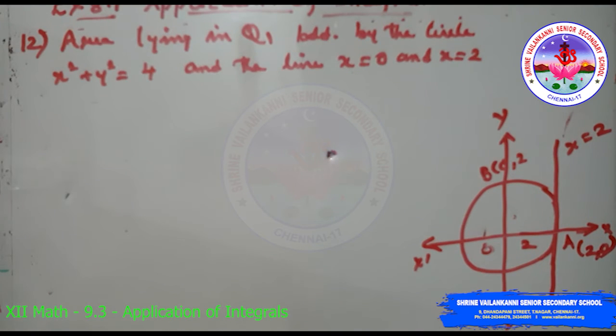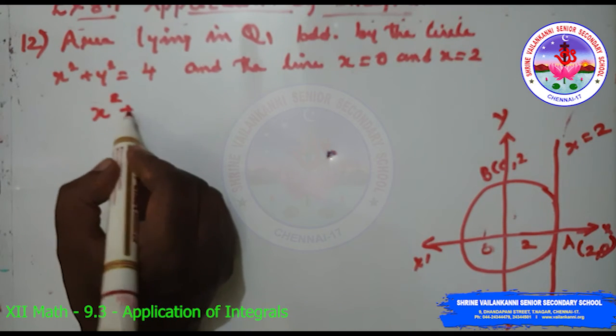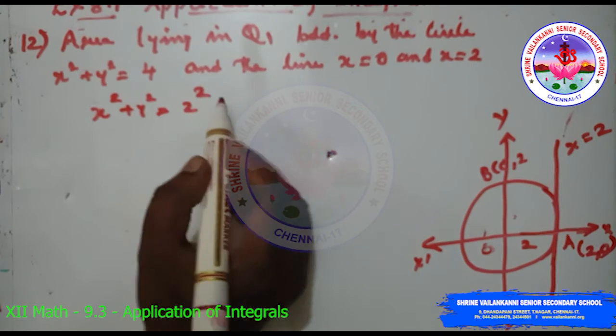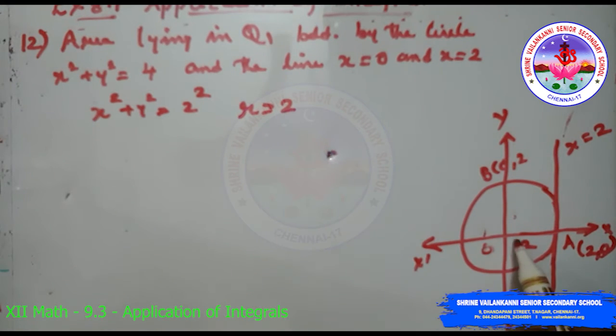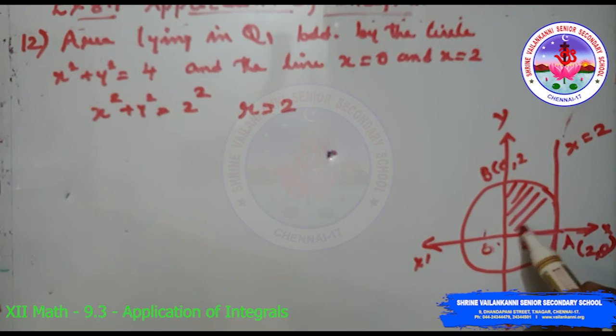So 12th question, area lying in the first quadrant and bounded by the circle x square plus y square equal to 4 and the lines x equal to 0 and x equal to 2. Here x equal to 0 and x equal to 2, and equation of the circle is x square plus y square, which is equal to 2 square. So radius is 2. So this is 2, 0. Line x equal to 0 and x equal to 2. So we have to find this required area.